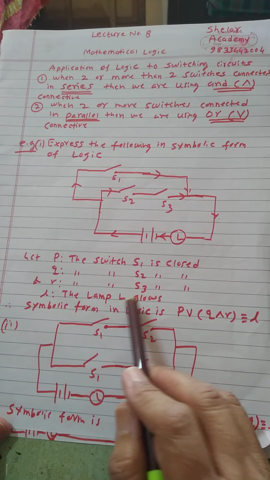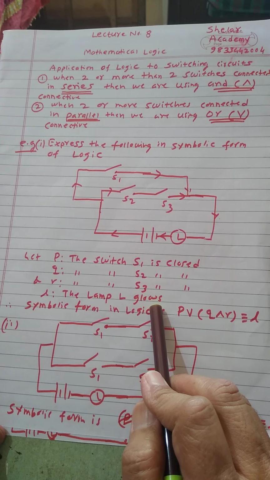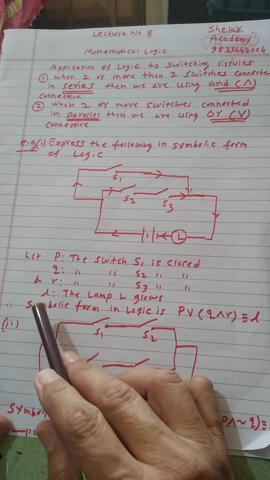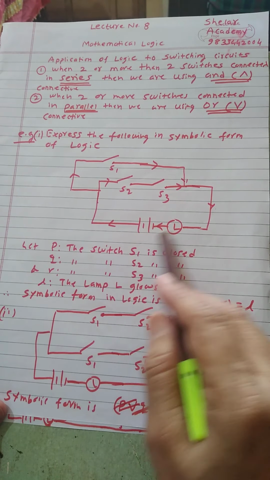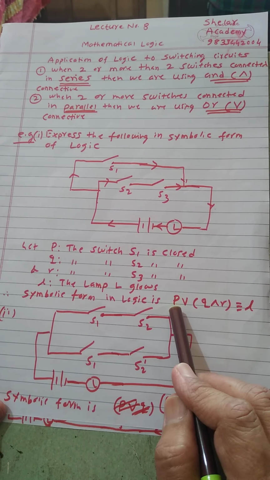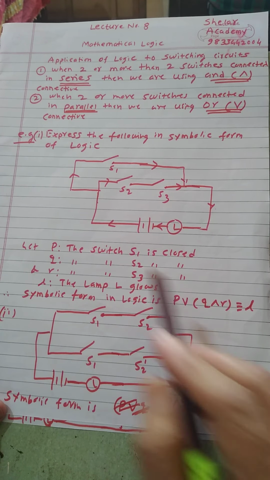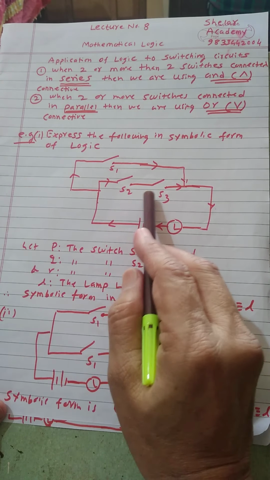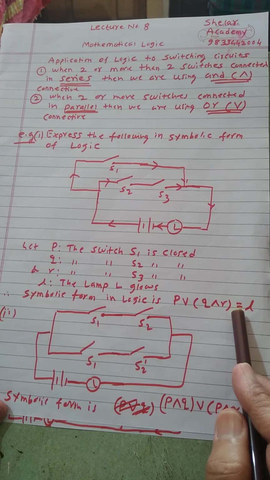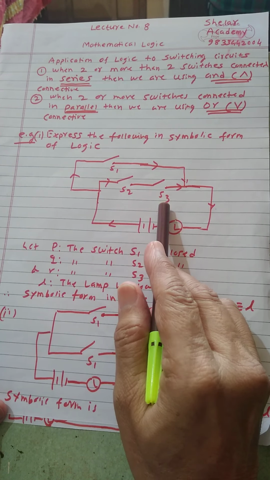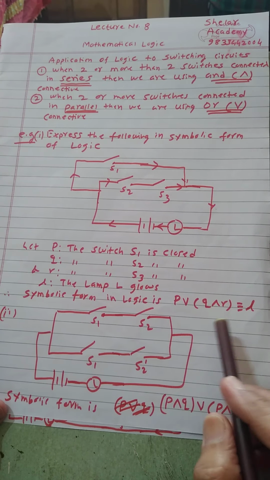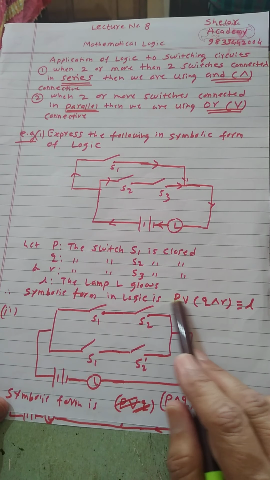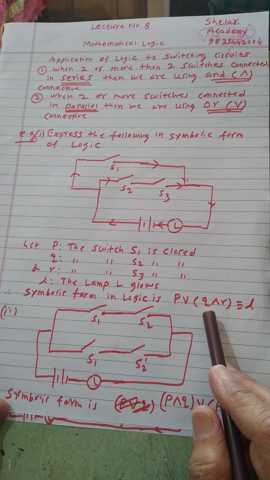L: the lamp L glows. Lamp capital L will glow. That is the symbol for L. The symbolic form in logic of this circuit is P OR, because S1 is connected in parallel. P OR Q and R, because S2 and S3 are connected in series. Therefore Q and R are joined by AND. So the symbolic form is P OR (Q AND R).